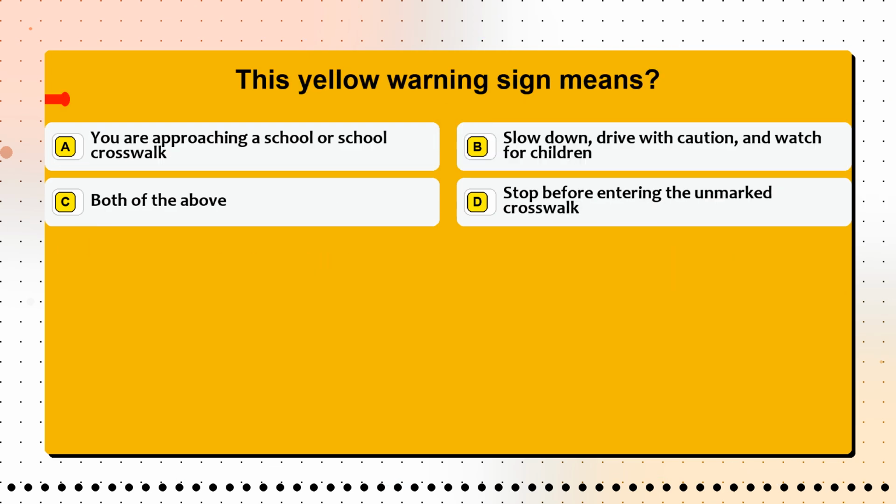Question 10. This yellow warning sign means? Here are the options. Option A, you are approaching a school or school crosswalk. Option B, slow down, drive with caution, and watch for children. Option C, both of the above. Option D, stop before entering the unmarked crosswalk.